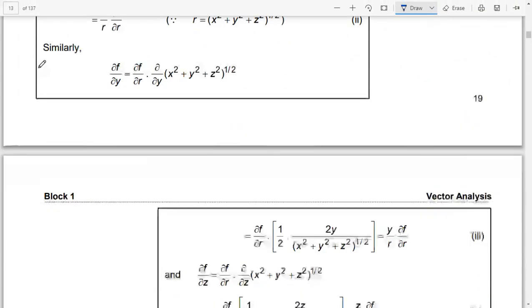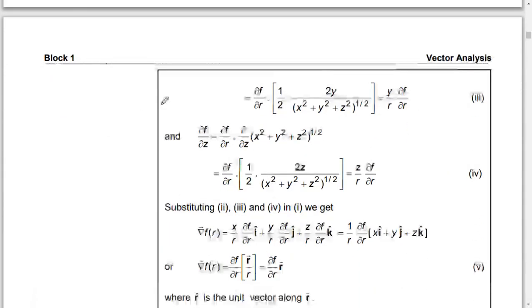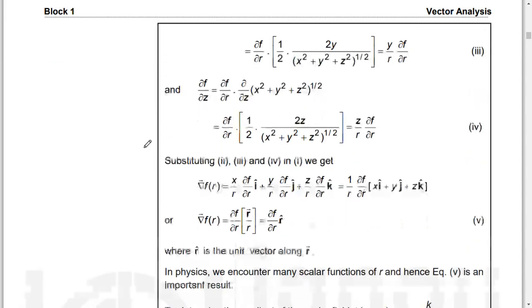Similarly, df by dy equals df by dr into d by dy of (x square plus y square plus z square) whole to the power half, equals df by dr of 1 by 2 into 2y by (x square plus y square plus z square) whole to the power half, equals y by r into df by dr. And df by dz equals df by dr into d by dz of (x square plus y square plus z square) whole to the power half, equals df by dr into half into 2z by (x square plus y square plus z square) whole to the power half, equals z by r df by dr.